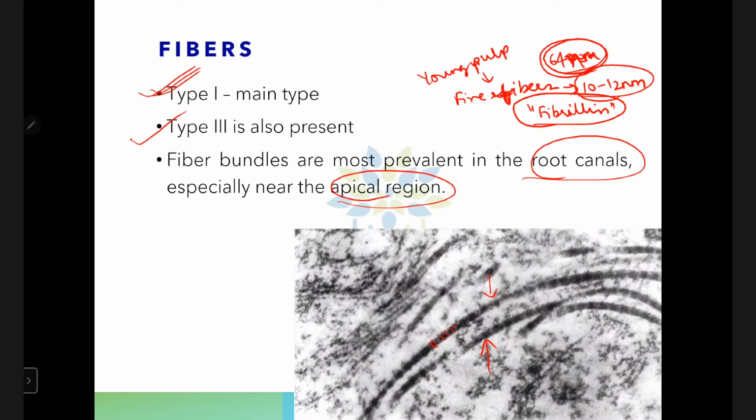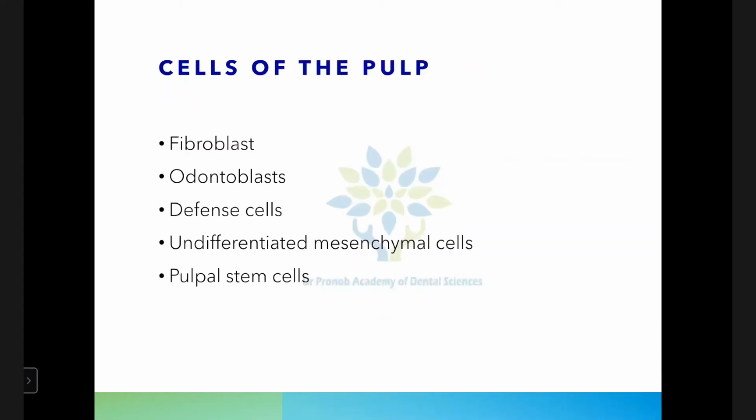Now we'll talk about the cells of the pulp. The cells of the pulp include the fibroblasts, odontoblasts, defense cells, undifferentiated mesenchymal cells, and the pulpal stem cells. First we'll start with the fibroblasts.